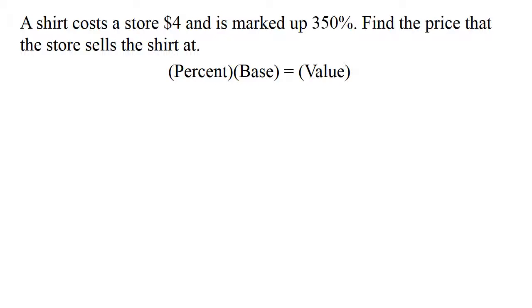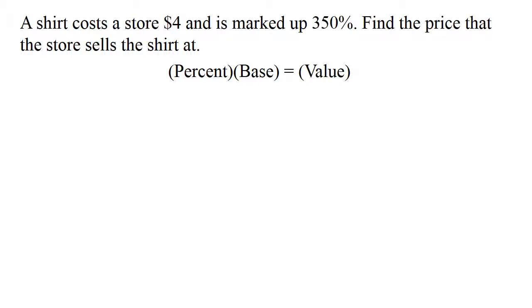Or when you talk about discounts, how much did it cost originally? That's what the base is always. It's always the original value. Whether you know the original value or not, it's always the original value. So in here we know the original base value is $4. We know it was marked up 350%. We're going to find the selling price.